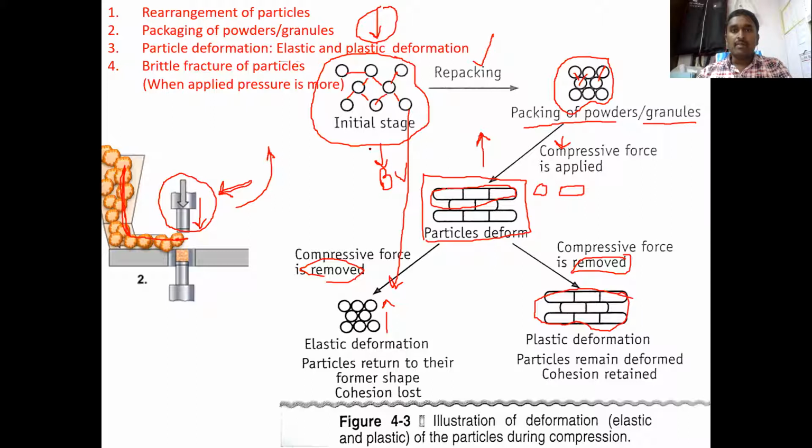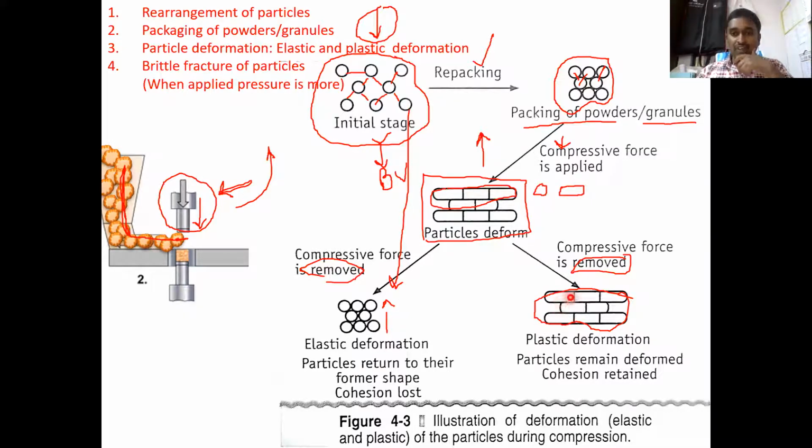Again, I am repeating: initially the powders will be packed like this as loose forms. This is called the bulk volume of the powders. When you apply an initial pressure, they are going to be repacked into tight packing like this. Further, if you apply compression force, they are going to be flattened and lose their previous structure. When you remove the compressional forces, two kinds of phenomena can occur. One is that they regain their original position, as you are looking here, and the other is that they remain flattened.